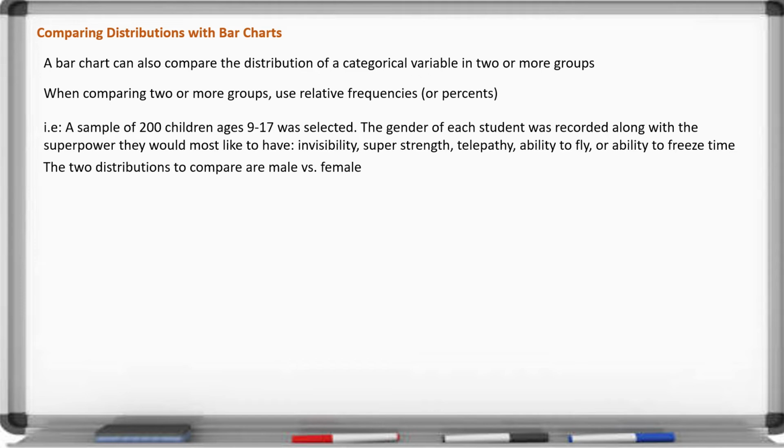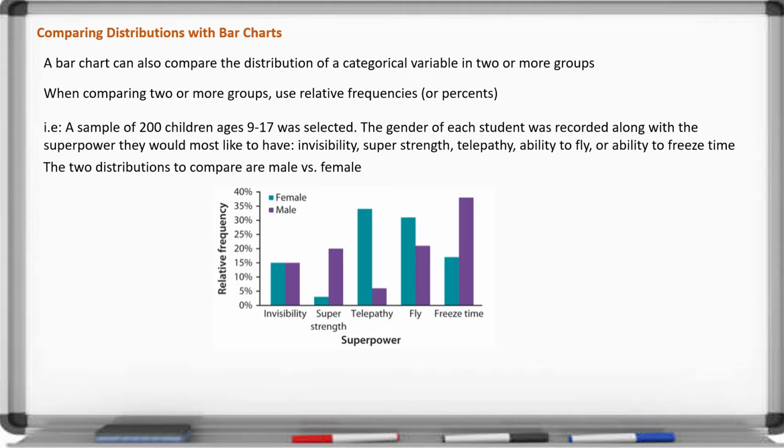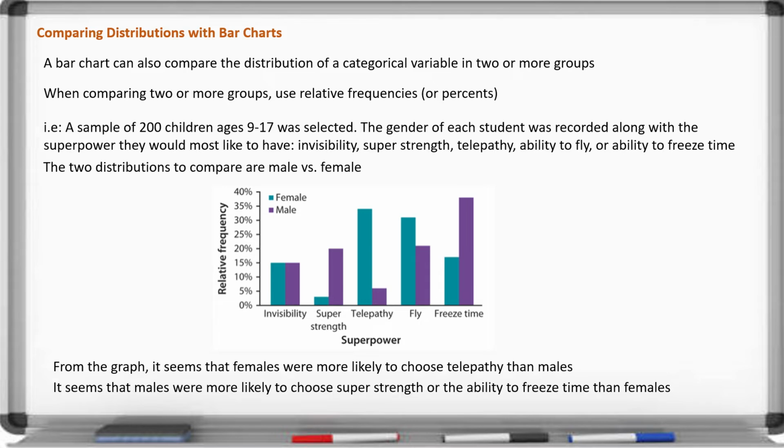The two distributions to compare in this case are male versus female. If we look at the data below, the females are coded in blue-green, and the males are coded in purple. Notice that the percents are displayed on the y-axis. This helps us correctly compare the two distributions. From the graph, it seems that females were more likely to choose telepathy than males, and males are more likely to choose super strength or the ability to freeze time than females.